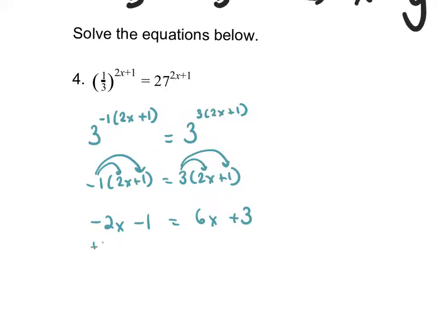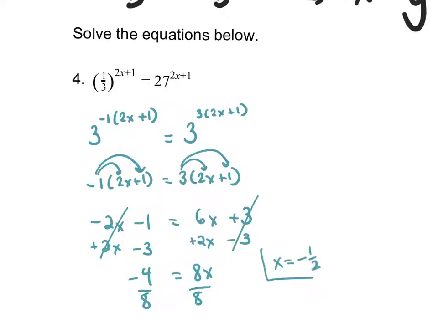I'm going to get all the x's on one side, so I'm going to add 2x. And I'm going to subtract 3. So that's going to give me negative 4 equals 8x. And so I'll simply divide by 8. So x is going to equal negative 1/2.